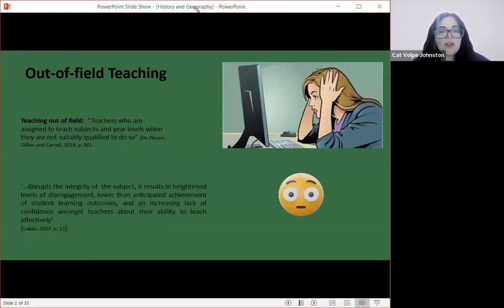What are the impacts of out-of-field teaching? It disrupts the integrity of the subject. It results in heightened levels of disengagement, lower than anticipated achievement of student learning outcomes, and an increasing lack of confidence amongst teachers about their ability to teach effectively. So there are a lot of impacts when teachers are teaching out of field.